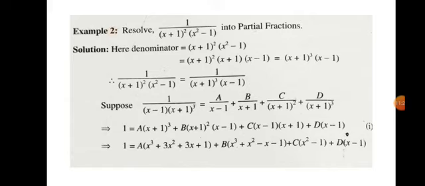So moving on, students, we make the partial fractions of this as a over x minus 1 plus b over x plus 1 plus c over x plus 1 whole square plus d over x plus 1 whole cube. When we multiply x minus 1 into x plus 1 whole cube on both sides, we will get 1 is equal to a into x plus 1 whole cube, b into x plus 1 whole square into x minus 1, c into x minus 1 into x plus 1, and d into x minus 1.